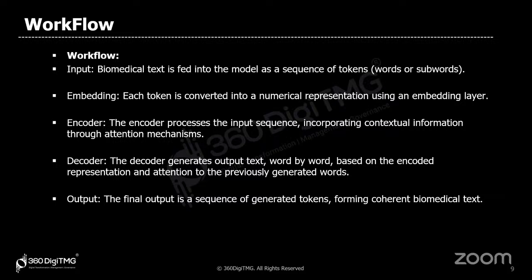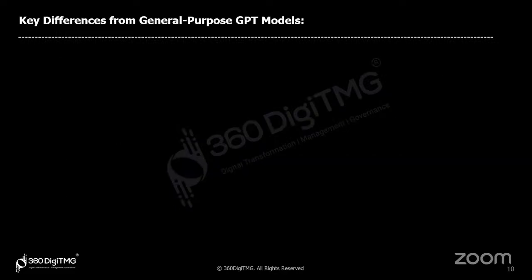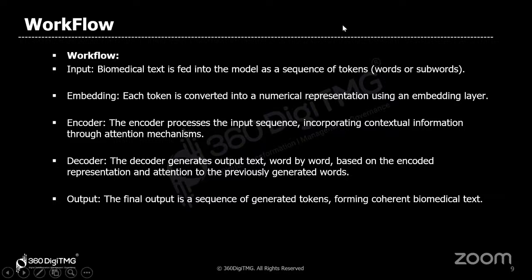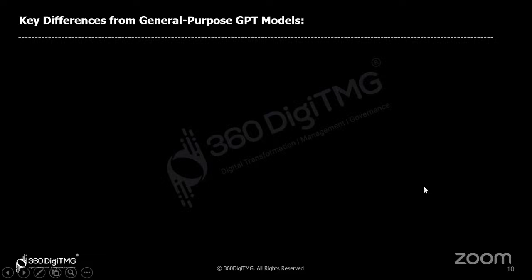Then the last layer is the output. The final output is a sequence of generated tokens, forming coherent biomedical text. This will be the last thing, and then it will be generated as the output. So this is the total workflow of how BioGPT will work.